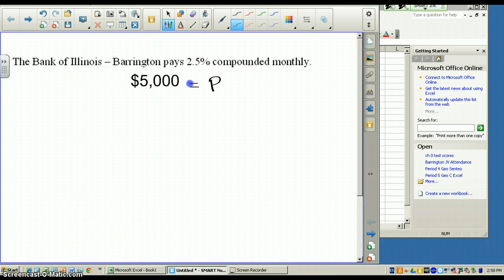Okay, so what we need to do is first come up with an equation. The first thing is the 2.5% rate. We have to move our decimal place over twice, so we get 0.025. Now we need to come up with our equation.